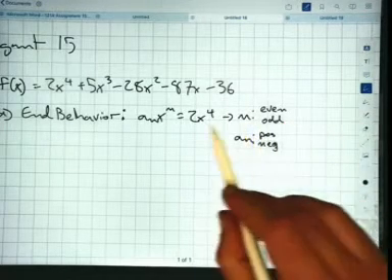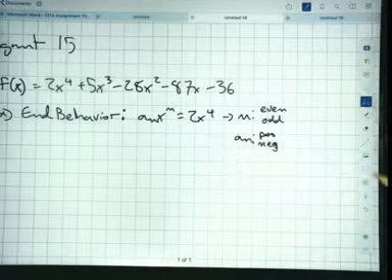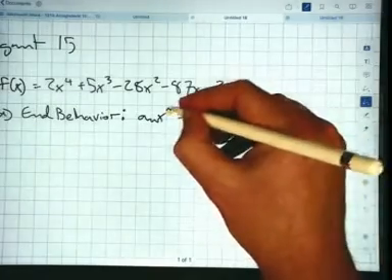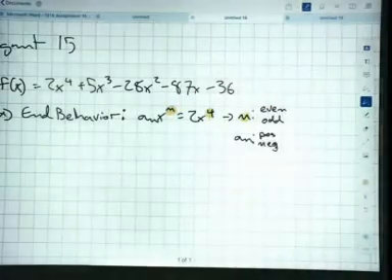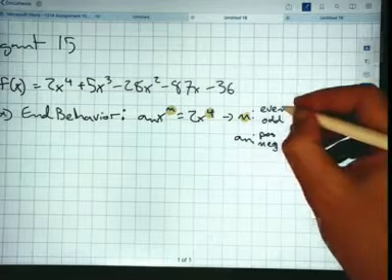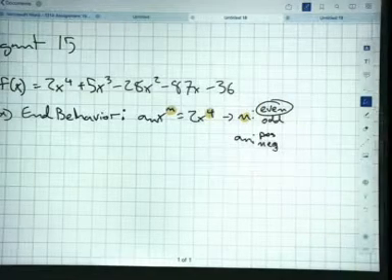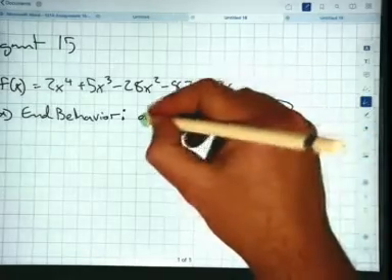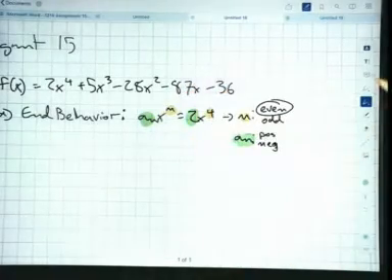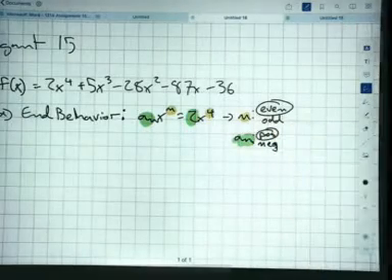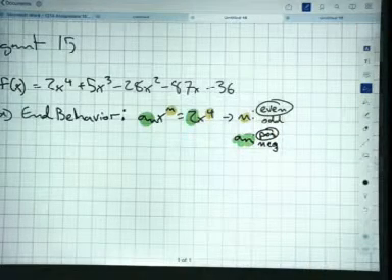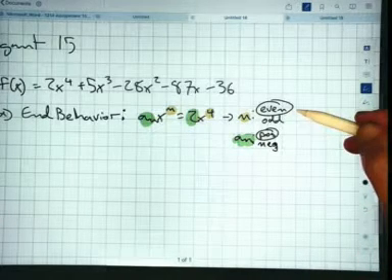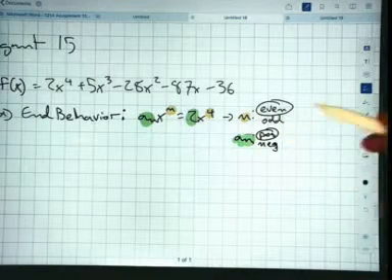So n is the exponent that we're talking about. So the exponent is 4, that is even. And then a sub n is the leading coefficient, so that's going to be our 2, and that is going to be positive. So we have that n is even, and it's positive.